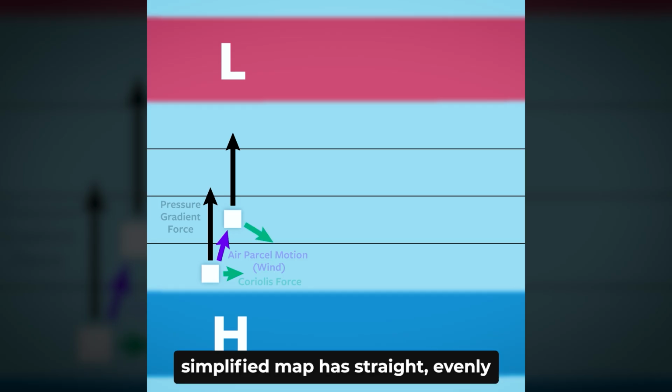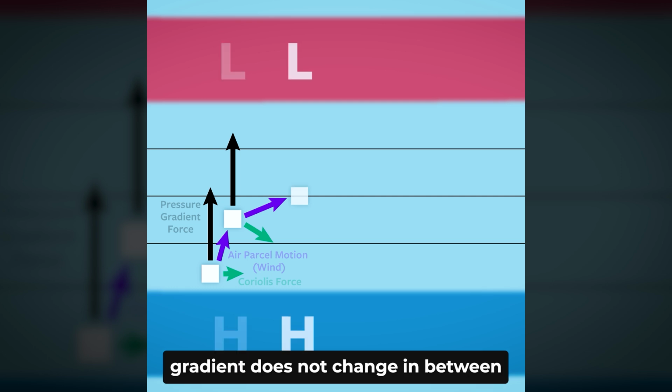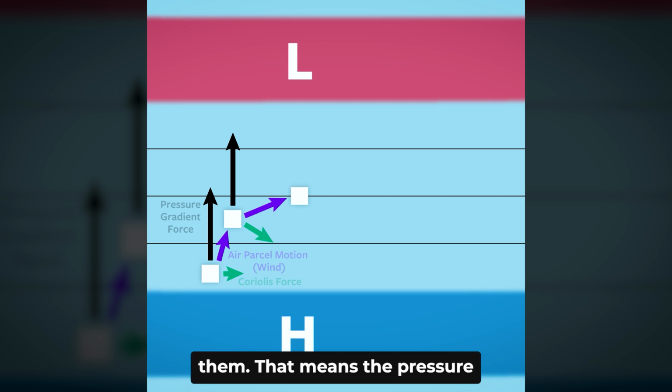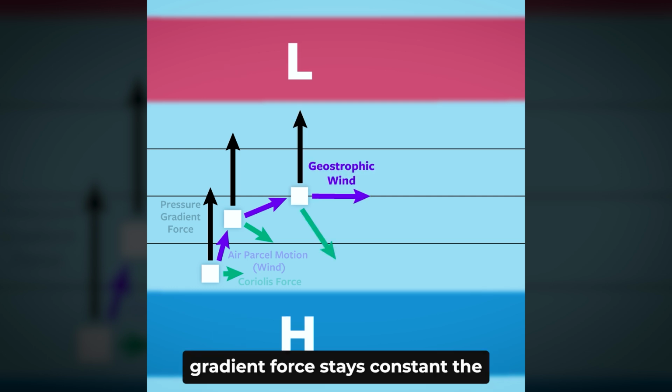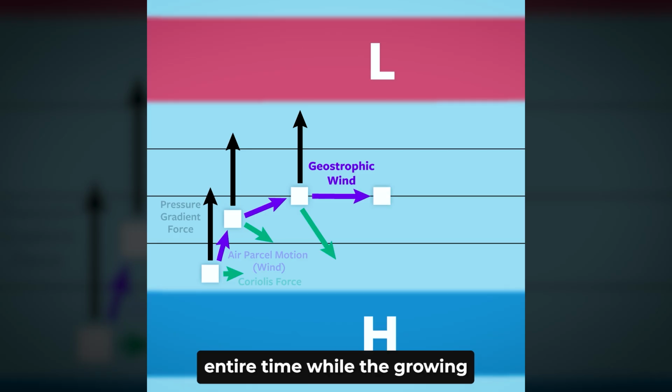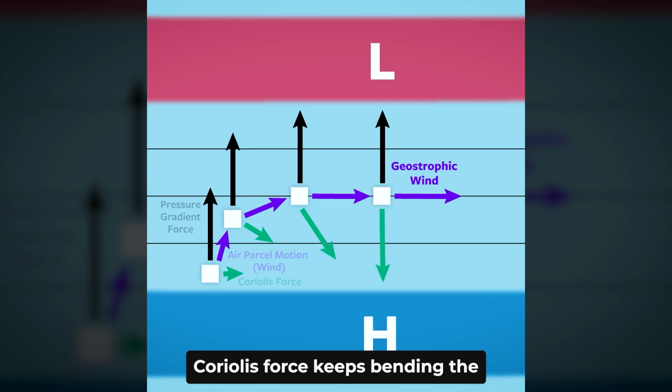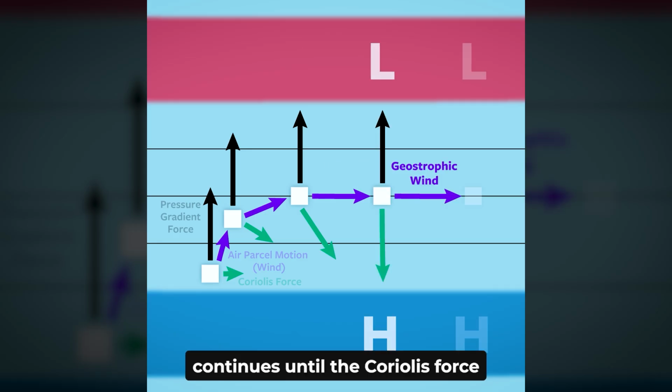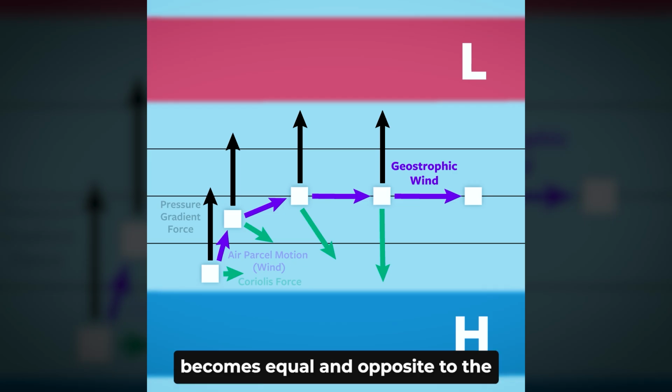Because this simplified map has straight, evenly spaced isobars, the pressure gradient does not change in between them. That means the pressure gradient force stays constant the entire time, while the growing Coriolis force keeps bending the air parcel's path. This process continues until the Coriolis force becomes equal and opposite to the pressure gradient force, with no unbalanced force along the path of the air parcel's motion or the wind.